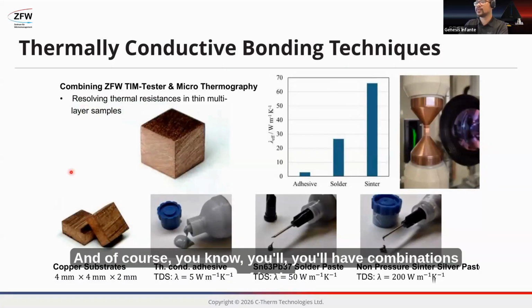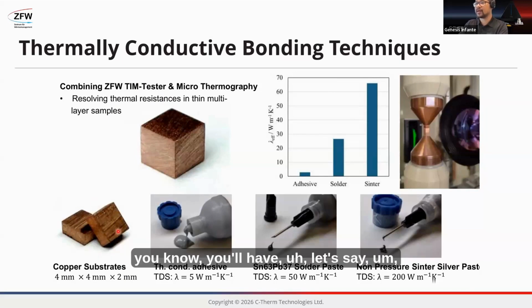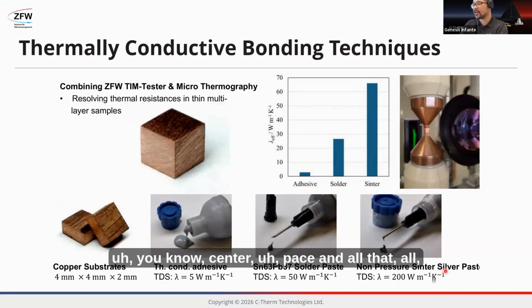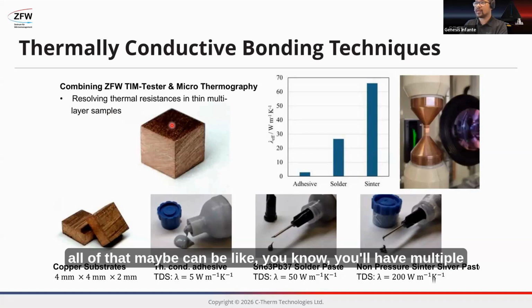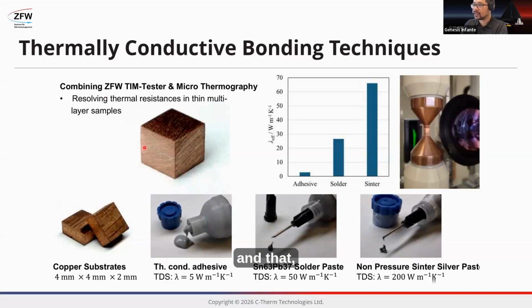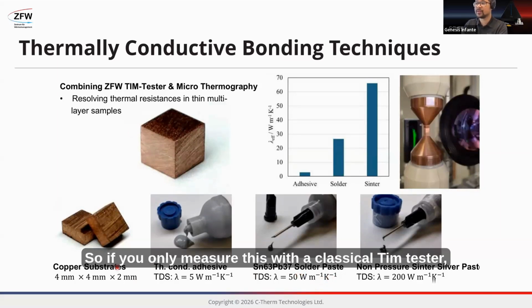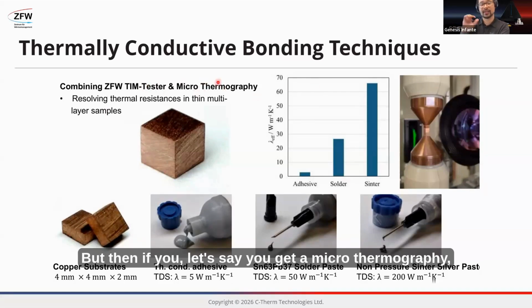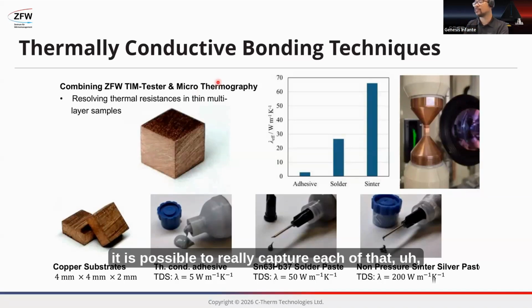And of course, you'll have combinations of both. You'll have adhesives, maybe solders, and sinter paste and all that. You'll have multiple systems with thin layers in each of them, and you can see here that there's the copper and all that paste. Each of them will have a different contribution to the overall property. So if you only measure this with a classical TIM tester, you'll have a different value because it's evaluating the whole average. But if you get a micro-thermography, it is possible to really capture each of those small components from there.